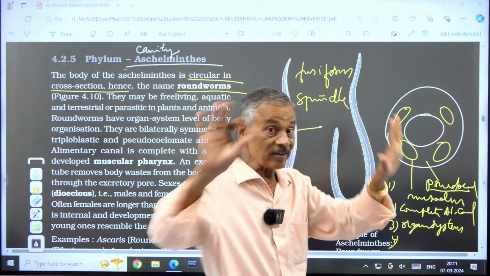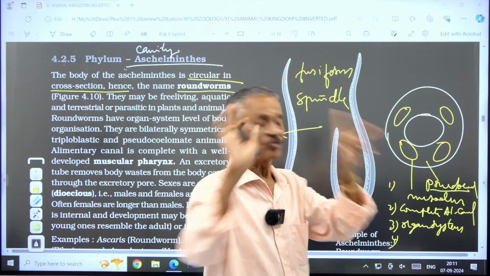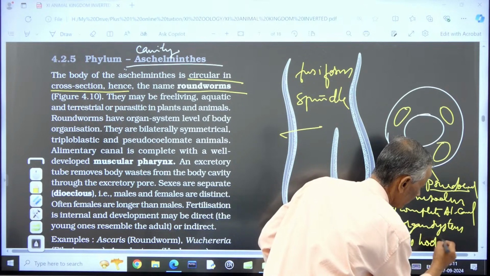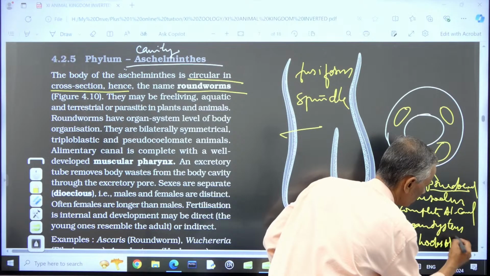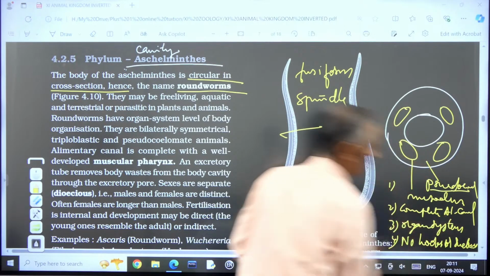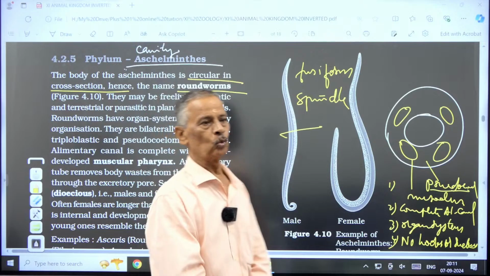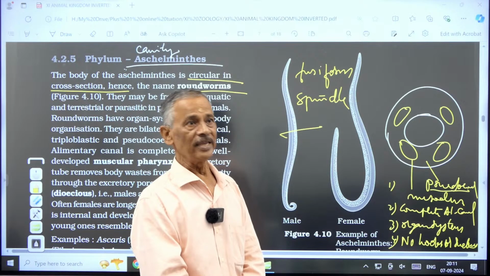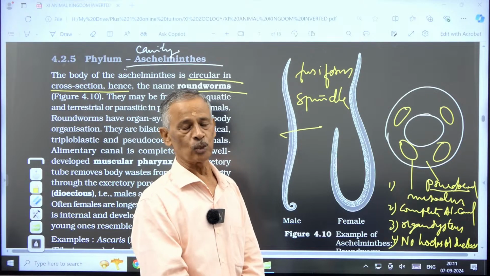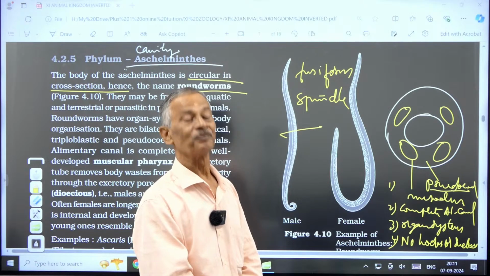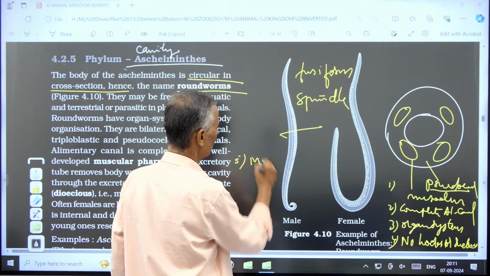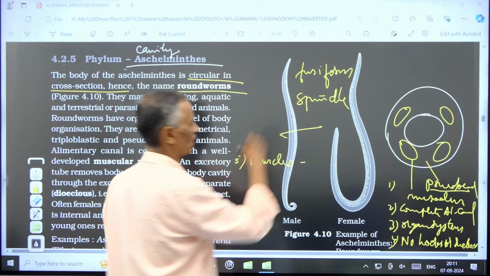4th one. Parasites are never having hooks or suckers. No hooks or suckers. Then how are they clinging on to the body of their host? Without hooks and suckers, how do these parasites cling and live inside the host? For that they are having muscles. Fifth point is muscles are developing for the first time.